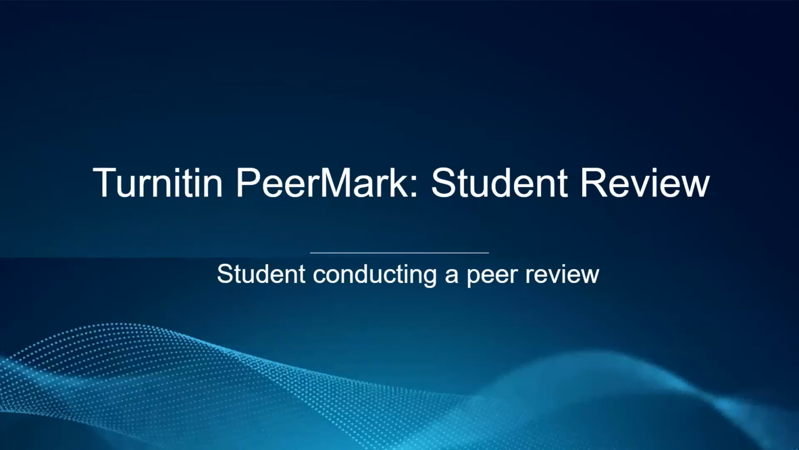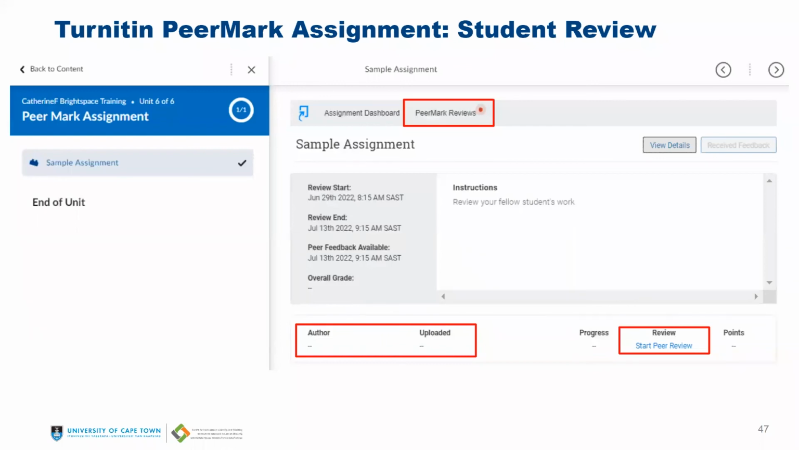So the next step we're going to have a look at is the review process. This is a student now conducting a peer review of another student's submission. They've submitted their own work and now they're going to move on to the next step of reviewing one of their peers' submissions. Let's see what that looks like from a student perspective.